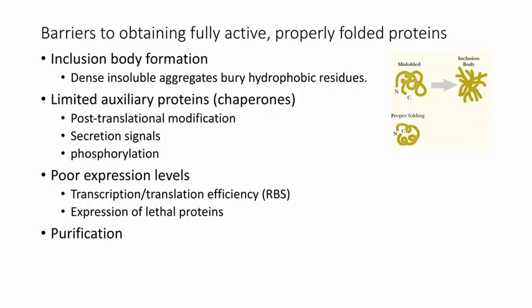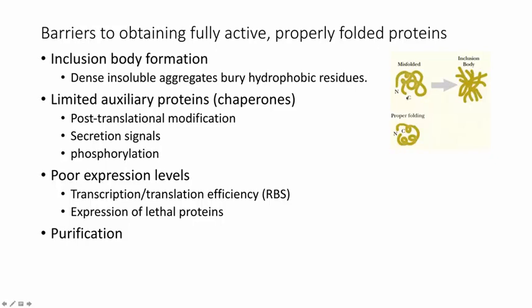Some background on protein expression. There are many barriers to obtaining fully active, properly folded proteins. One of the barriers is when you're trying to make a whole bunch of protein all at the same time, sometimes you're making it so fast that there's not enough time for the proteins to properly fold. So if this is a properly folded protein and you're making it too fast, sometimes the proteins get misfolded. When you have a large amount of misfolded proteins, these are going to make something called inclusion bodies.